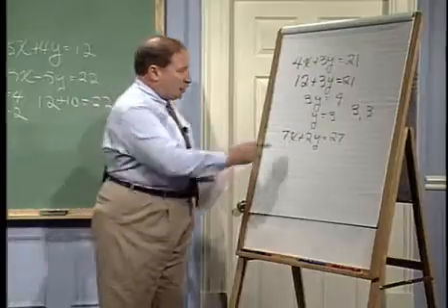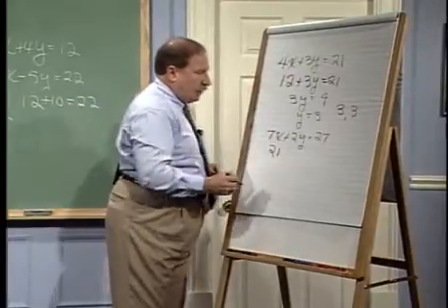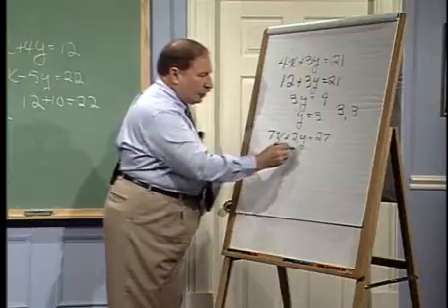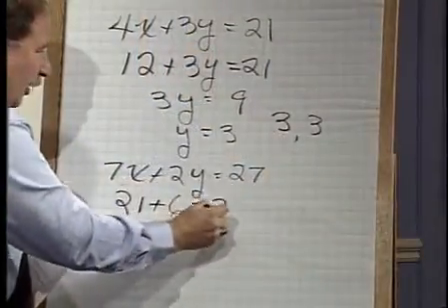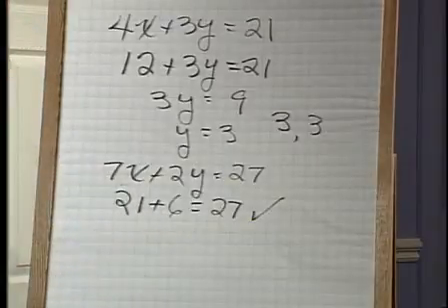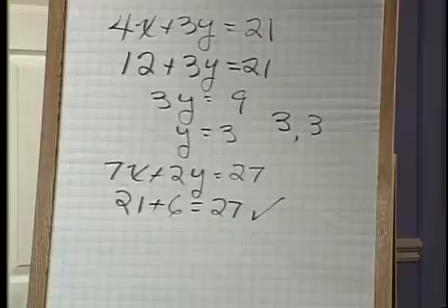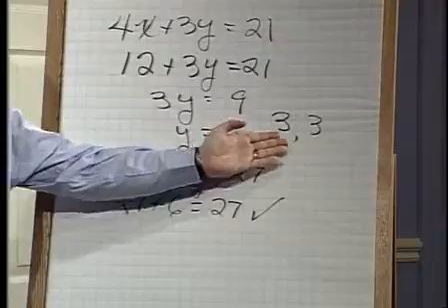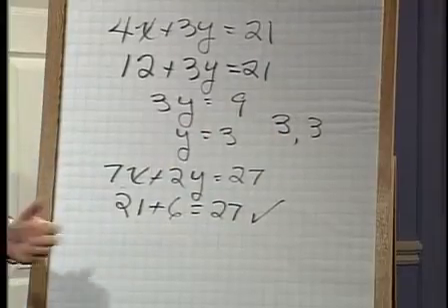Let's see. x is 3. 7 times 3 is 21. 2 times 3, because y is 3 also, is 6. And 21 plus 6, indeed, is 27. It does check. It does check. So we have a situation where, interesting enough, our answer, x and y, is the same. Does that make a difference?